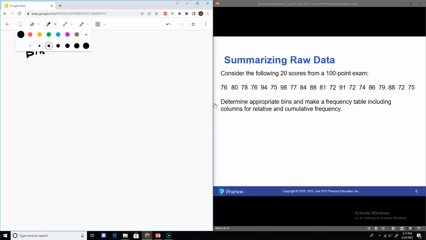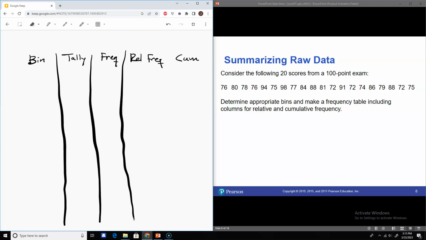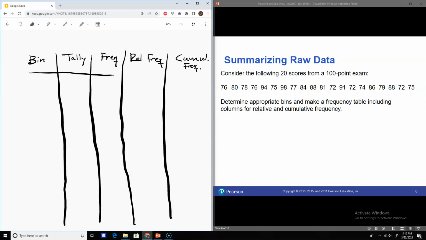That's a little bit big, maybe I can make that a little bit smaller. So let's see, let's try again. We've got our bin, and then typically I would have the tally mark, because as I would go through, I would just do it that way. Then I would figure out my frequency. And they want relative and cumulative. So we could do the relative frequency and then the cumulative frequency. Okay, so that's our top row, let's say.